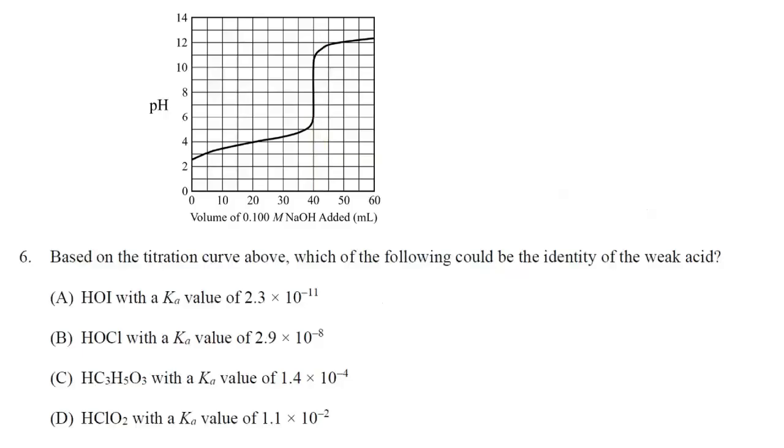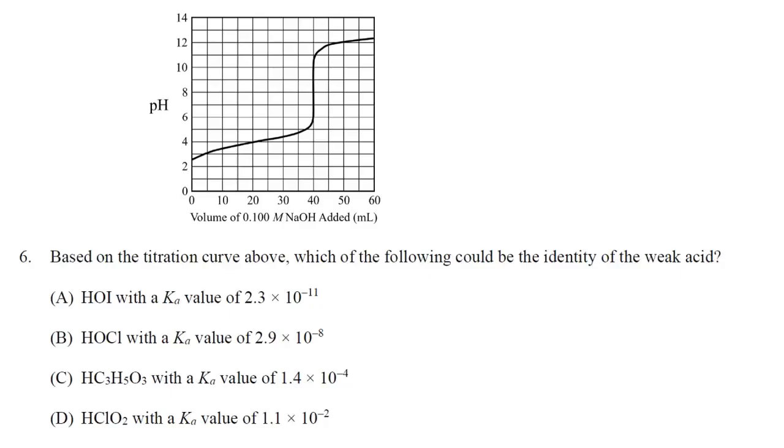Question 6 says the following. Based on the titration curve above, which of the following could be the identity of the weak acid? So the 4 answer choices represent not only 4 different chemical formulas, but we have 4 different Ka values.